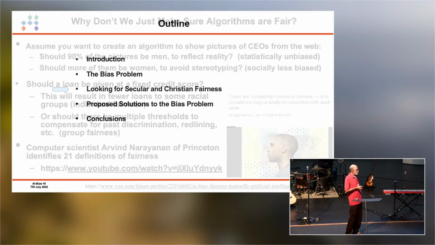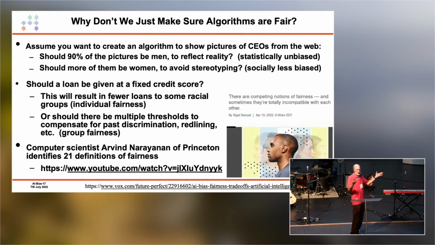And why don't we just make sure algorithms are fair? There's a good article here on Vox.com about notions of fairness. And they have a couple of little scenarios to set up. Assume you want to create an algorithm to show pictures of CEOs from the web. Should 90% of the pictures be men to reflect reality? That's statistically unbiased, perhaps. Or should more of them be women to avoid stereotyping? Maybe that's socially less biased.